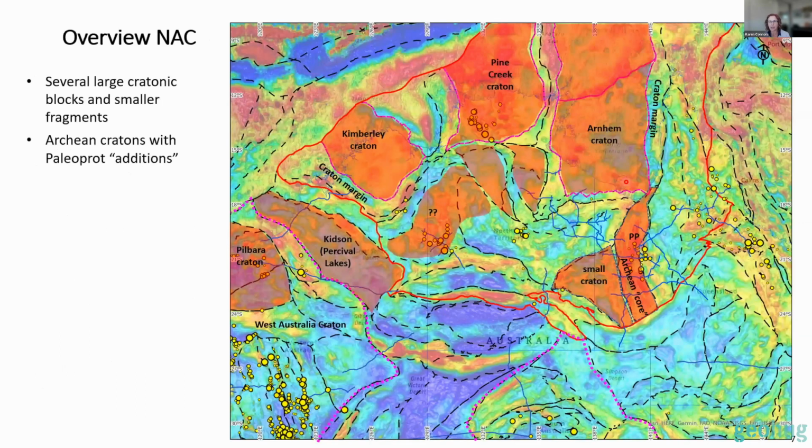Now, this is just the outlines. I just want to highlight some of these terrains, and then we'll look at things in detail. So there in red are the more cratonic blocks, so dominantly Archean to early Paleoproterozoic.